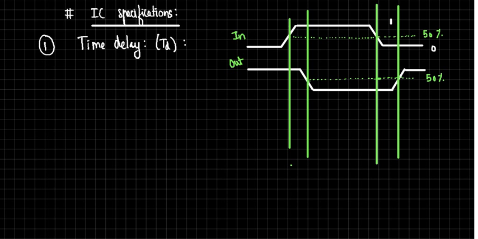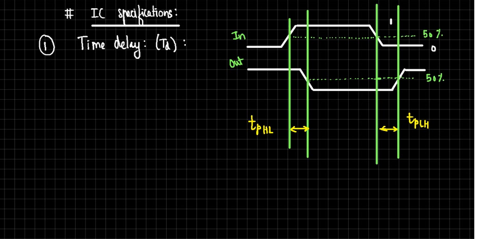Now this delay, ye delay kab aaya? When the output has transitioned from logic 1 to logic 0. This is called TPHL, the propagation delay when the output switches from logic high to logic low. Similarly, this one is TPLH. This should be as low as possible.